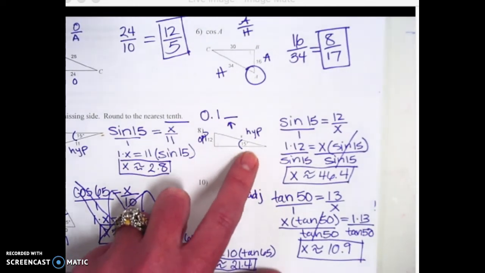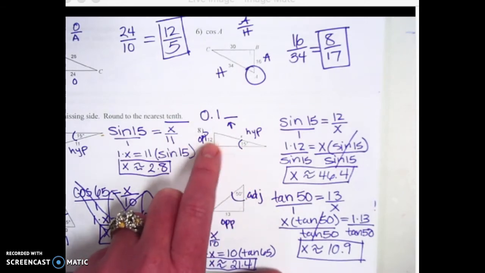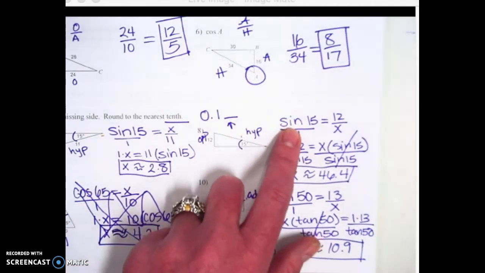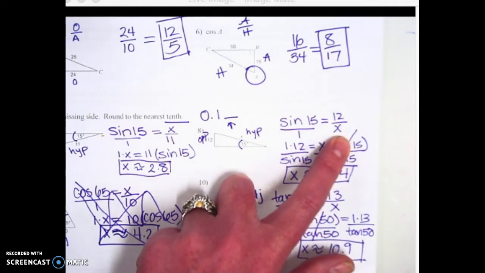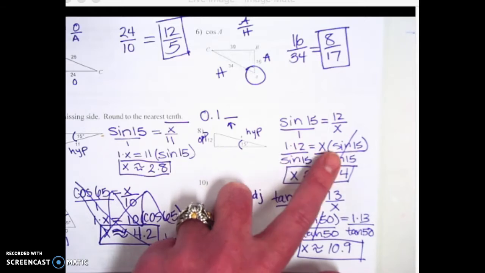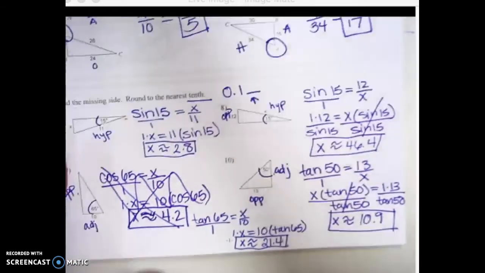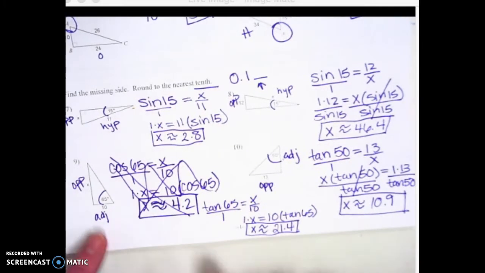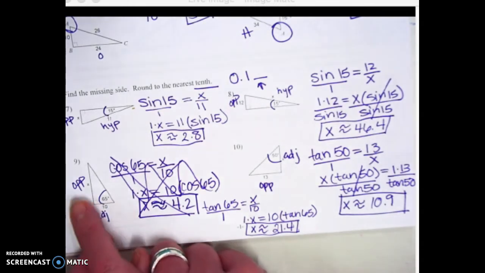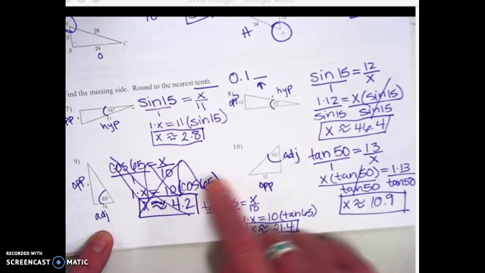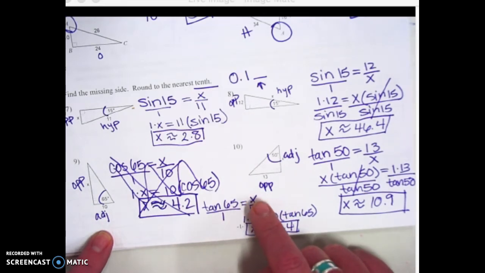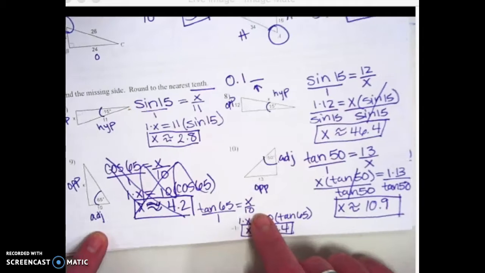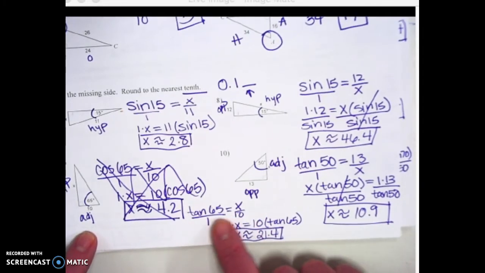Number 8, from the angle, you know the opposite, and you want the hypotenuse, so you're going to use sine. Sine of 15 degrees equals the opposite, which is 12, over the hypotenuse, which is x. Make a proportion out of it, do the cross product, and solve. Number 9, from the angle, you want to find the opposite, and you know the adjacent, so you should use tangent. So the tangent of 65 degrees is equal to the opposite, which is x, over the adjacent, which is 10. Make it into a proportion, do the cross product, and solve. You should get 21.4.